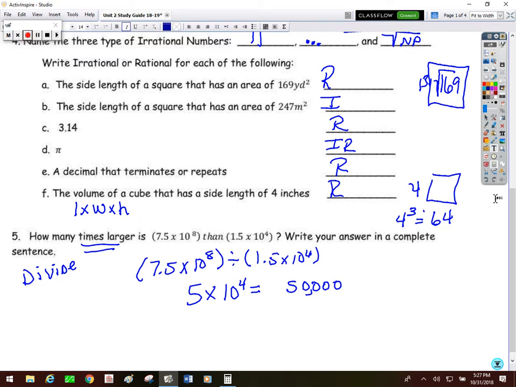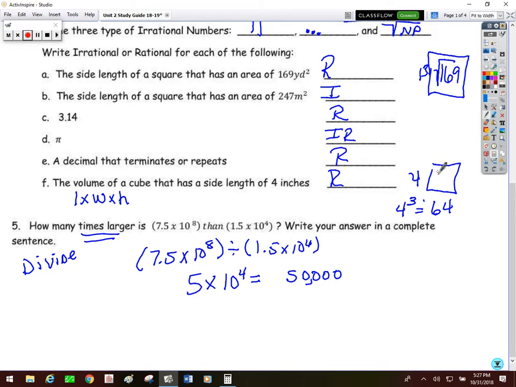Okay, so 7.5 times 10 to the 8th is 50,000 times larger than 1.5 times 10 to the 4th power. All right. So just remember, it is a division problem. Times larger, times farther, times taller, times anything makes it a division problem. You just have to set it up according to what the question asks you. And you should know this is bigger because the exponent of 8 is much bigger than the exponent of 4. Okay? All right, next page real quick.